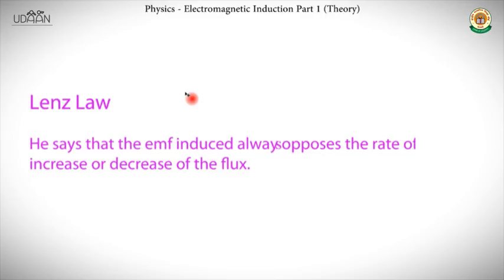So next we come to Lenz's law. I said this to you earlier, right? The EMF developed will always oppose the rate of change of flux. So Lenz has said the same statement. He said that the induced EMF opposes the rate of increase or decrease of flux. So if the flux is increasing in the anti-clockwise direction, the EMF will be induced in the clockwise direction to oppose it. You will always try to oppose the direction. And in the same way, if it is decreasing in the anti-clockwise direction, then the EMF will be induced in the anti-clockwise direction only. That's right.